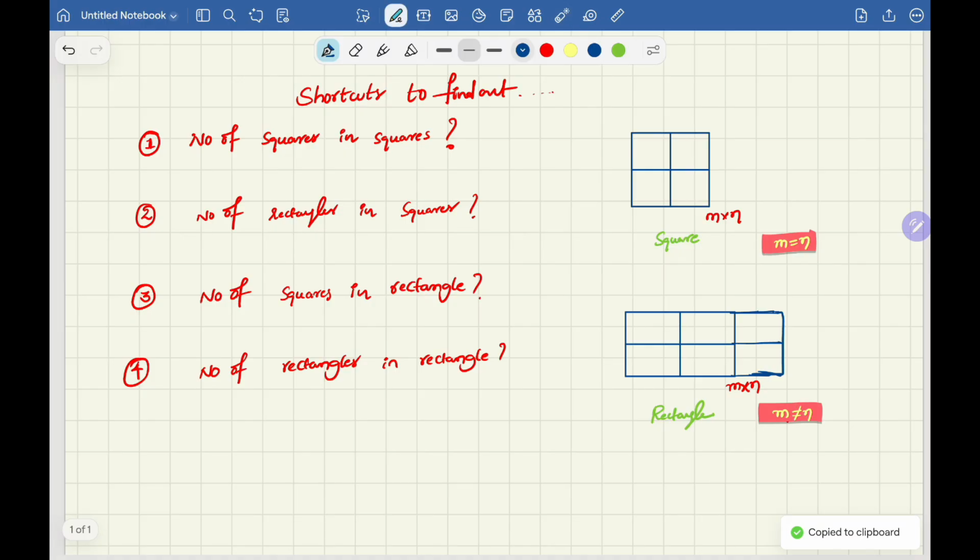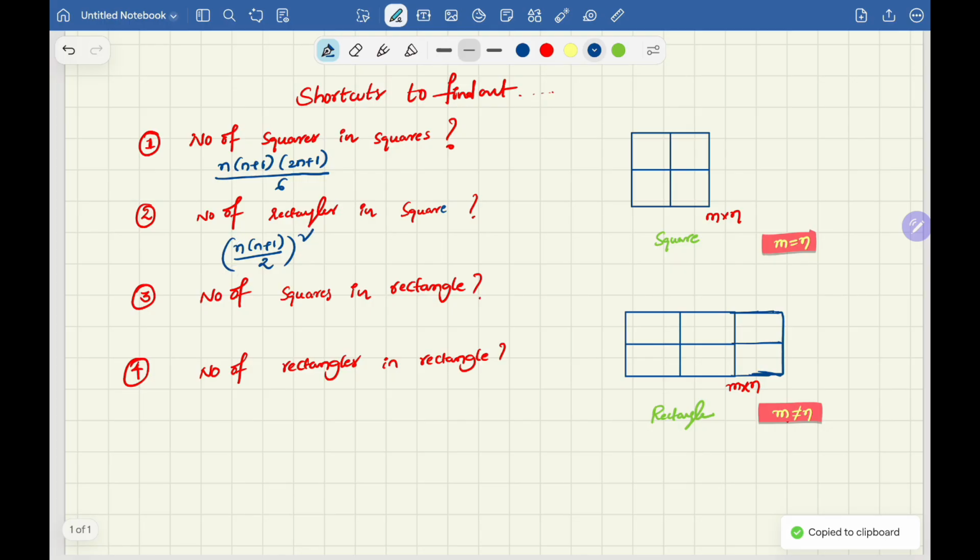So first, how to find the number of squares in a square. You know, right? The sum of squares formula. It is simple. Just remember it like that: n into n plus 1 into 2n plus 1 by 6. It's simple. And if you want to find out the number of rectangles in a square, how can you find out? If you remember the sum of cubes formula, it is that only: n into n plus 1 by 2, whole square.